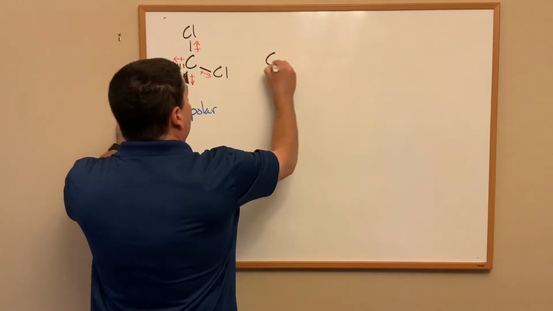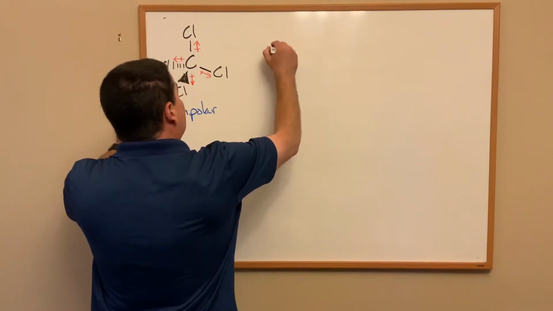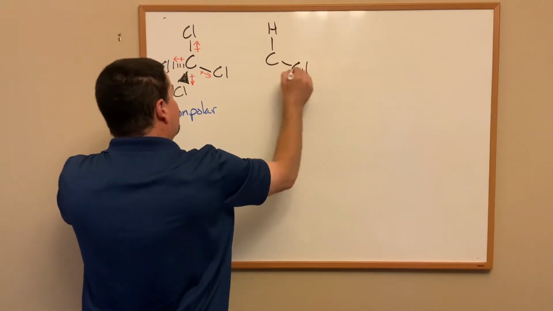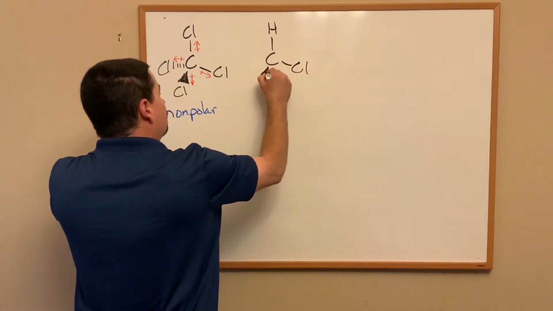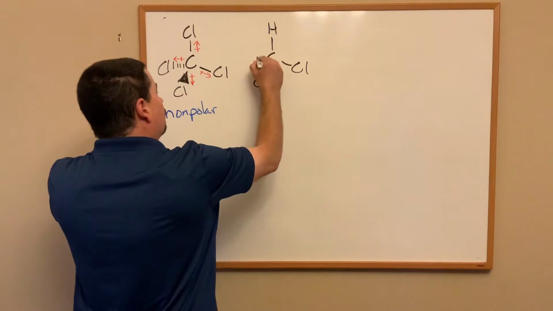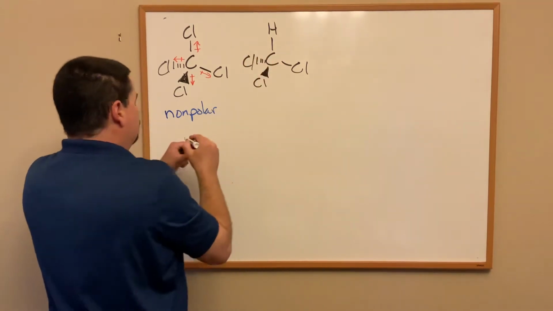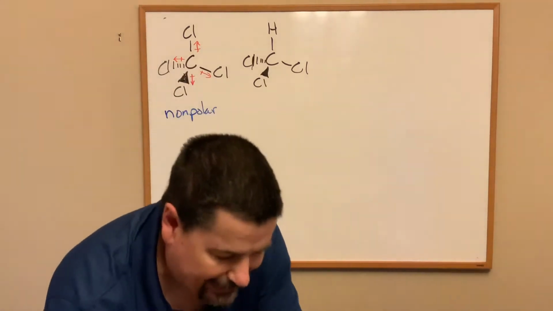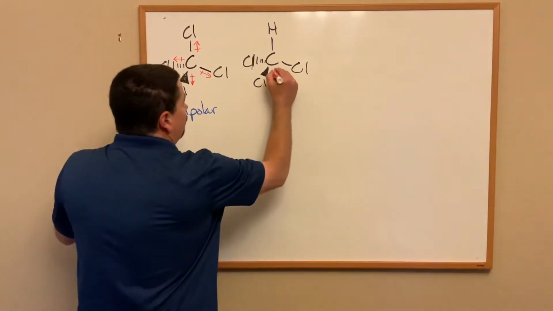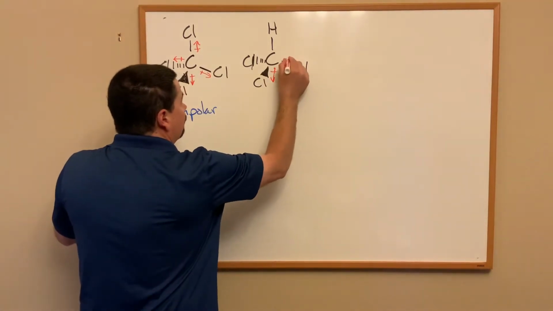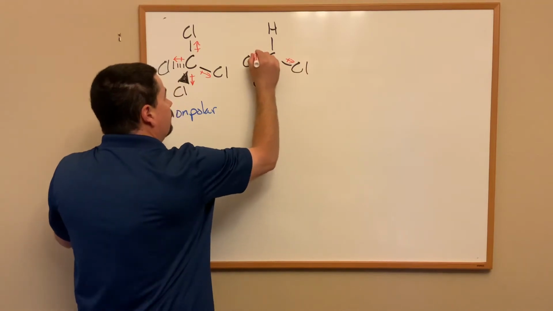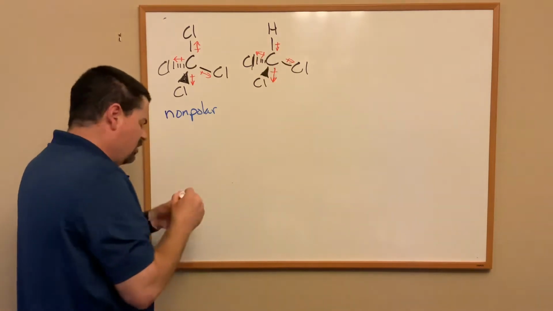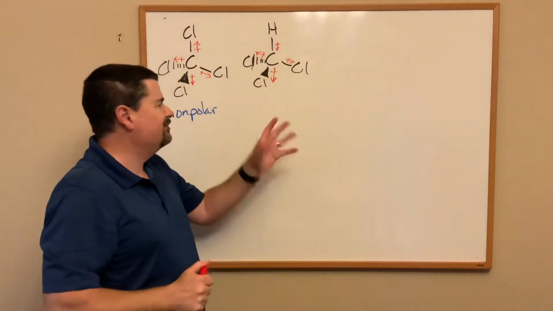So this is chloromethane. Let's just put the hydrogen up here, and Cl, Cl, Cl. Sorry, that's an L. And I've got a net pulling of electrons towards the chlorines, a little bit from the hydrogen towards the carbon. Carbon is slightly more electronegative than hydrogen, but it's pretty close.